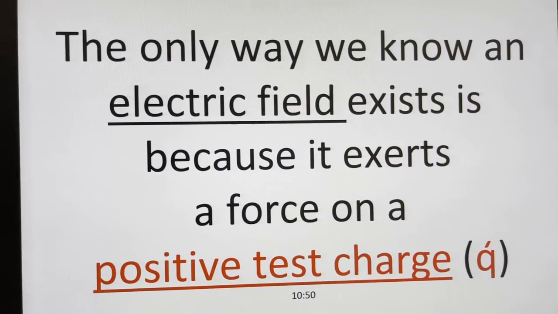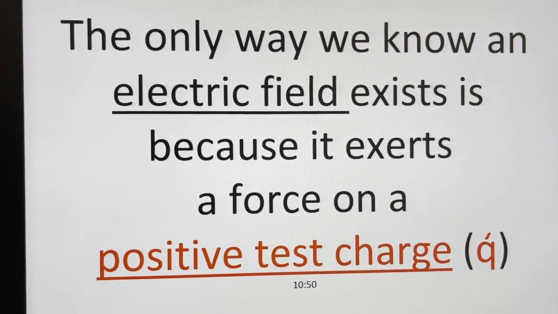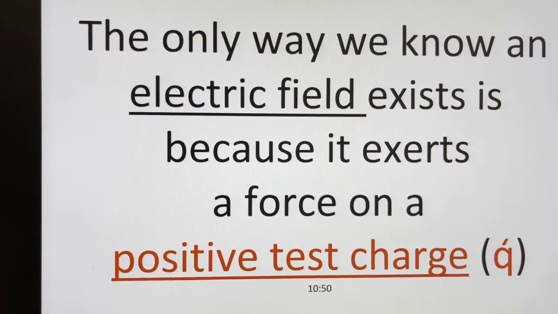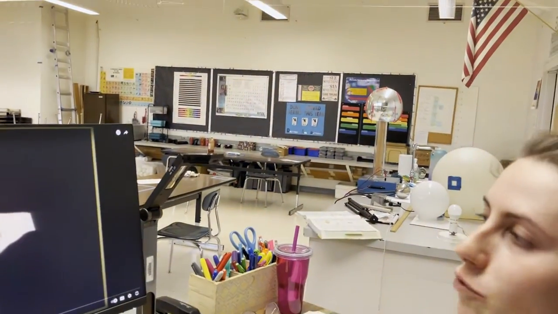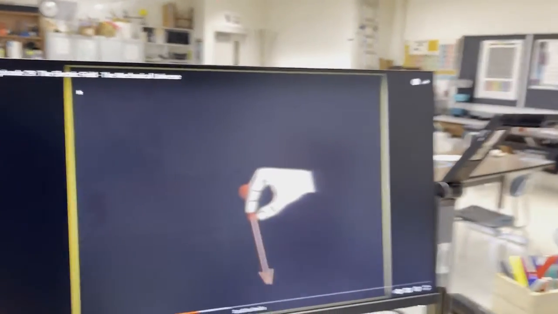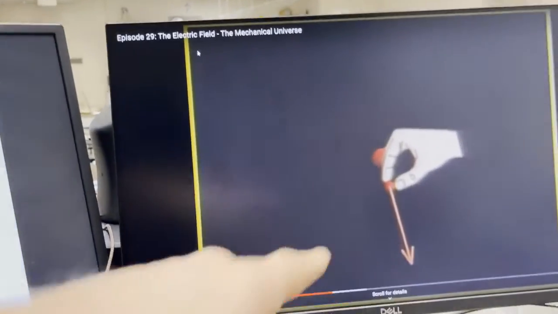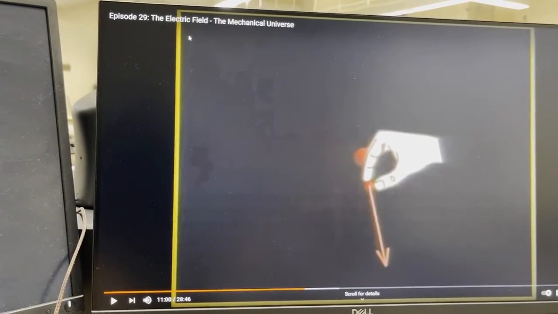The only way we know an electric field exists is because it exerts a force on a positive test charge. Wait, I have a question. Is the electric field still there if the test charge isn't there? That's a wonderful question, and the answer is yes. If this is our originating charge right here, the field around it was there even before the zombie hand brought in the test charge.